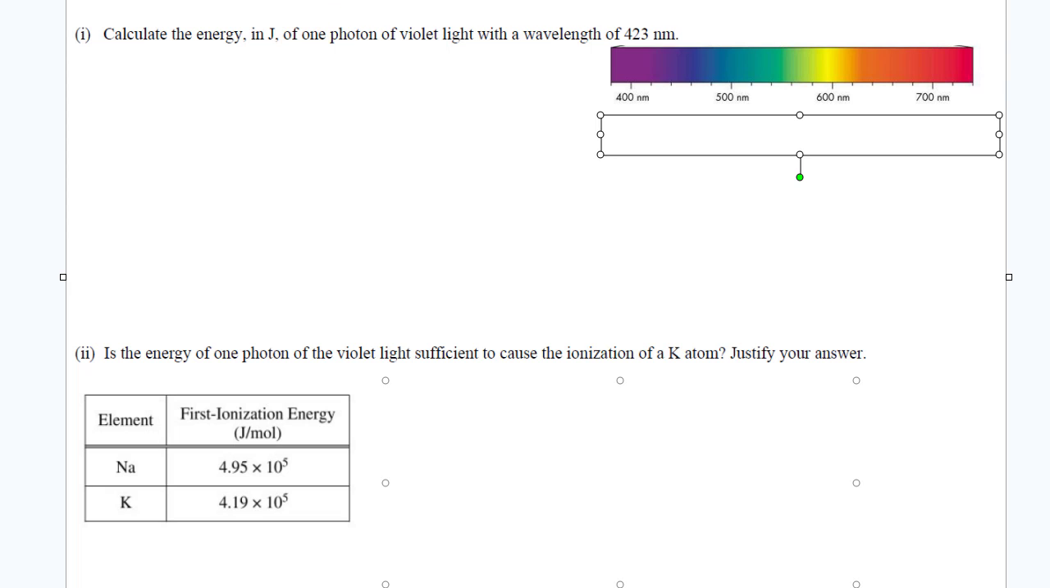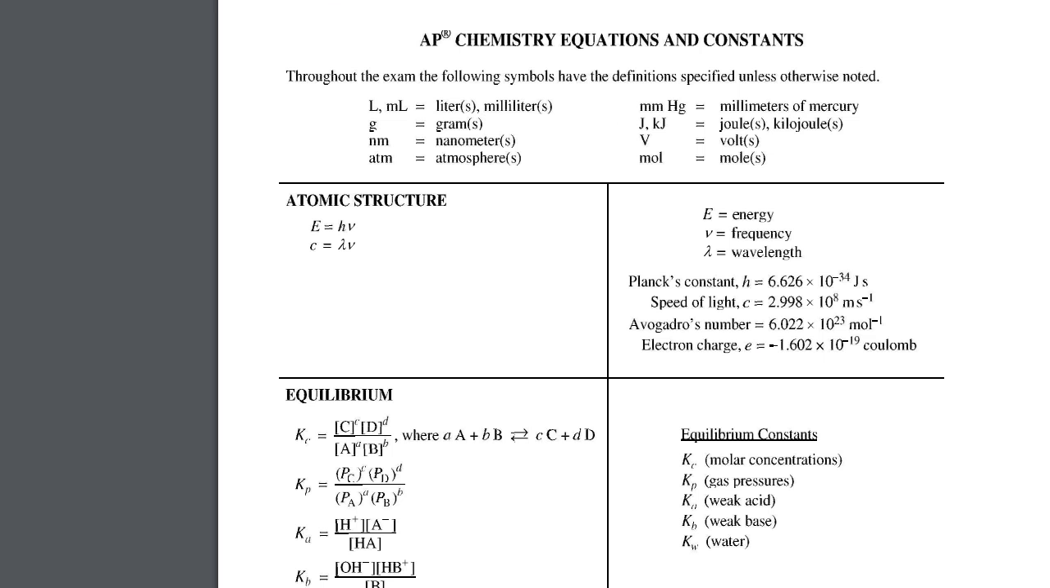Well, equation sheet time. Here's the equation sheet, and at the very top we've got atomic structure, and we've got the equations for energy of photons. And we have energy, frequency, wavelength, Planck's constant, speed of light, and we'll even use the Avogadro number. Every one of these numbers is going to be used, and both of these equations will be used.